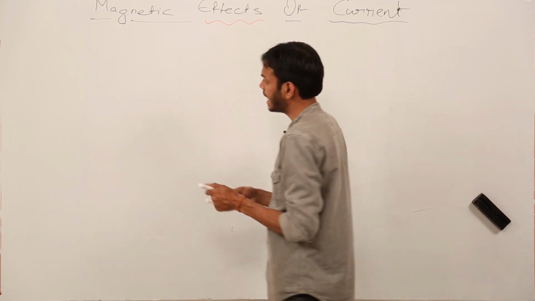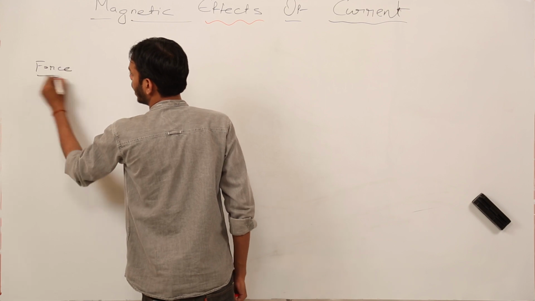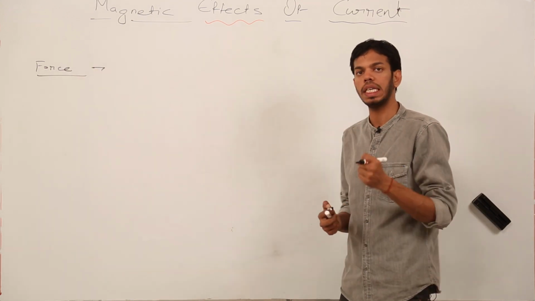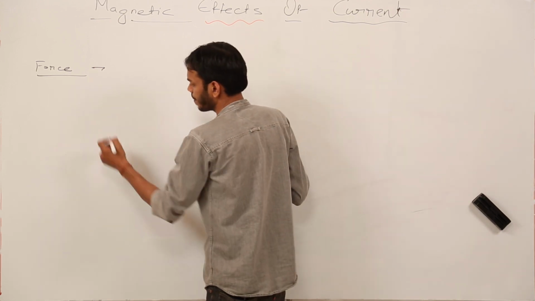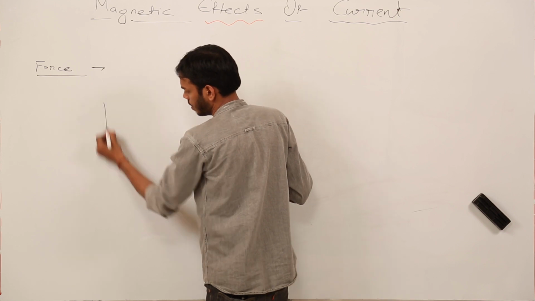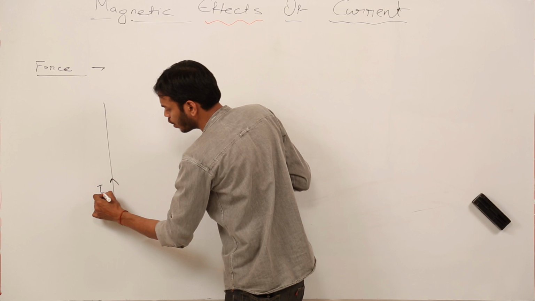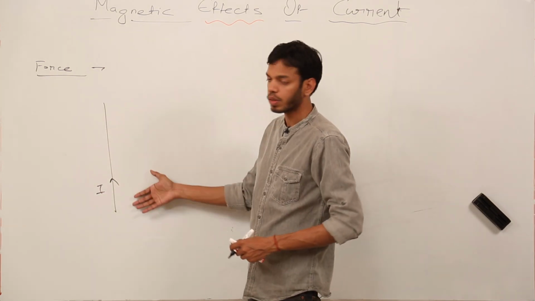Moving on, the next topic would be force on a current carrying wire placed in the magnetic field of another wire. Write down the topic. See, I have a wire, I have this conductor, and I have this direction of current flowing through it. Now, what would be the direction of magnetic field due to this wire?